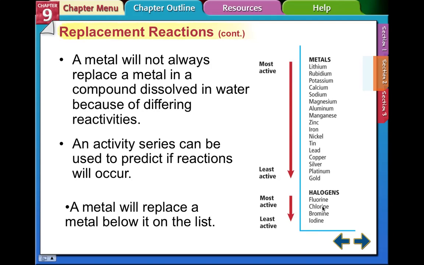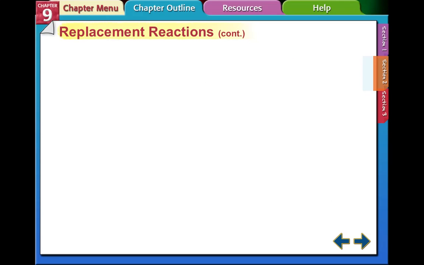And you can see that fluorine is the most reactive. Fluorine will replace chlorine and bromine and iodine. But iodine will not replace any of those because it's on the bottom. It is the least reactive. So if they're towards the top of the list, they'll replace everything underneath it. Okay, so let's go ahead and go forward.